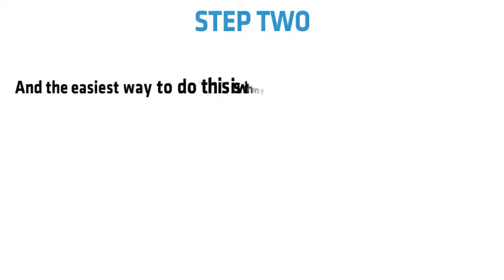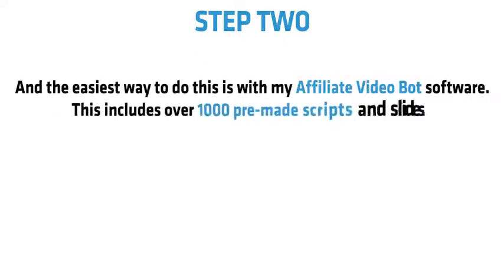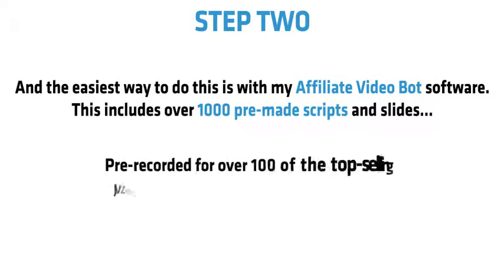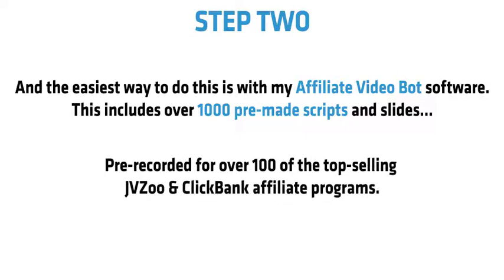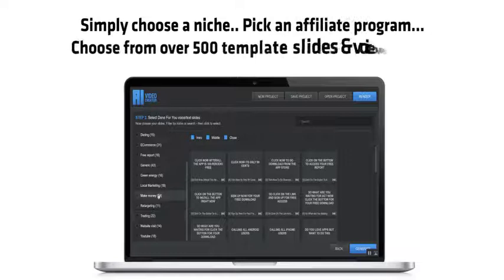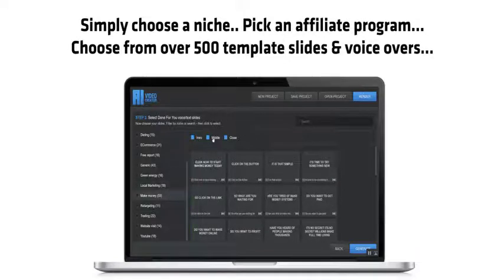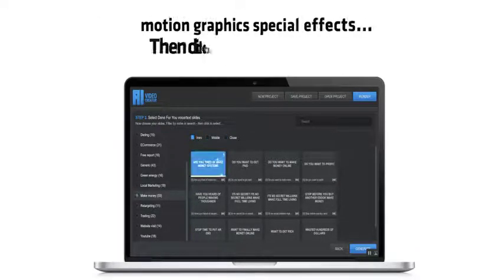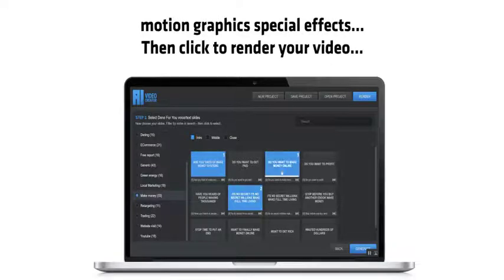And the easiest way to do this is with my Affiliate Video Bot software. This includes over 1,000 pre-made scripts and slides, pre-recorded for over 100 of the top-selling JVZoo and Clickbank affiliate programs. Simply choose a niche, pick an affiliate program, choose from over 500 template slides and voiceovers, and motion graphics special effects. Then click to render your video.